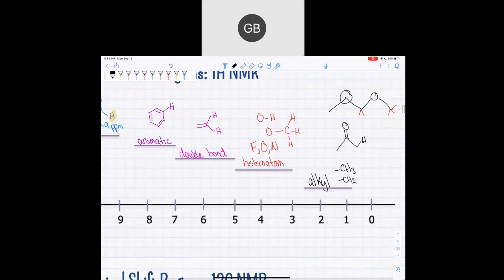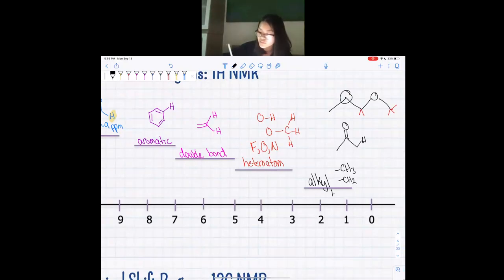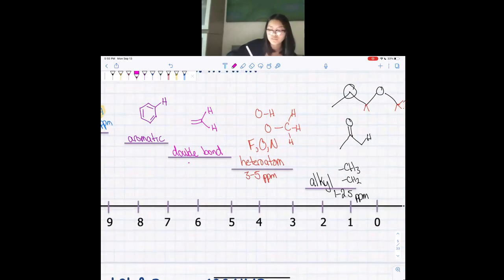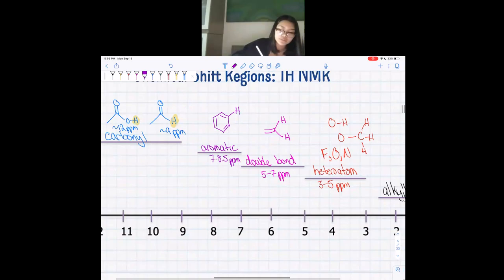All right, so alkyl is from 1 to 2.5. I'm going to put it underneath because I just realized I used the entire space for this one. Yeah, when I say that my handwriting is never the same size. So 3 to 5 ppm for this one, 5 to 7 for the double bond. 7 to 8.5 ppm. And then finally our carbonyl is going to be 9 to 12 ppm.